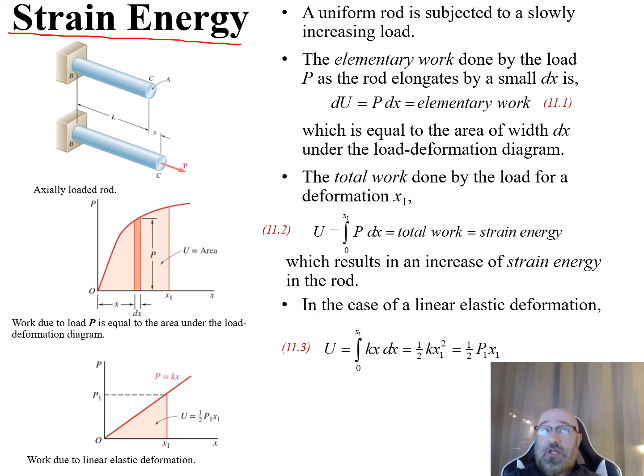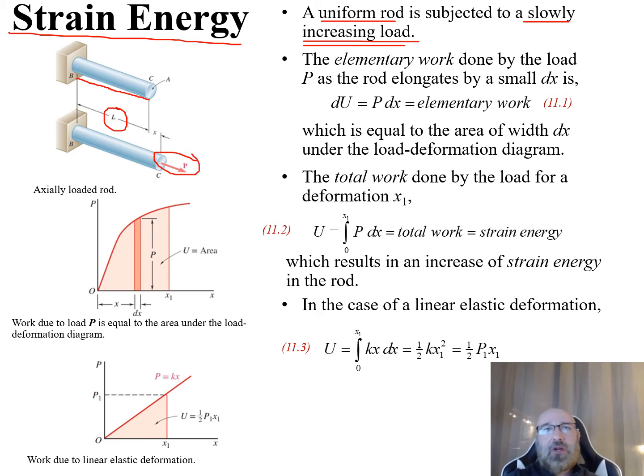For strain energy, let's consider a diagram that we see here for a uniform rod subjected to a slowly increasing load. We have our initial rod right here. This is going to be a uniform rod from B to C, and we can see it has a length initially of L. Then we're going to apply a load. This load P is going to be our slowly increasing load.